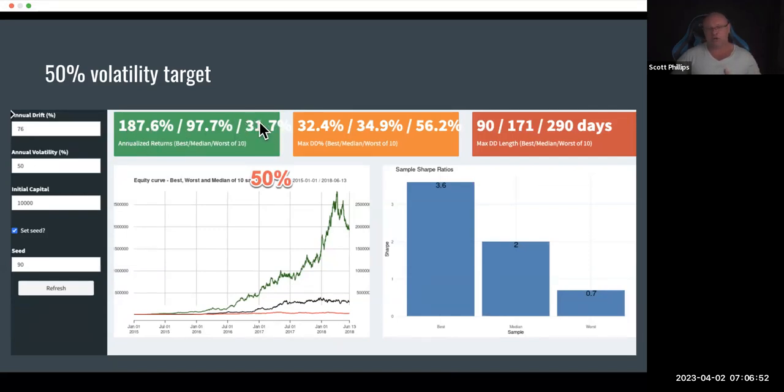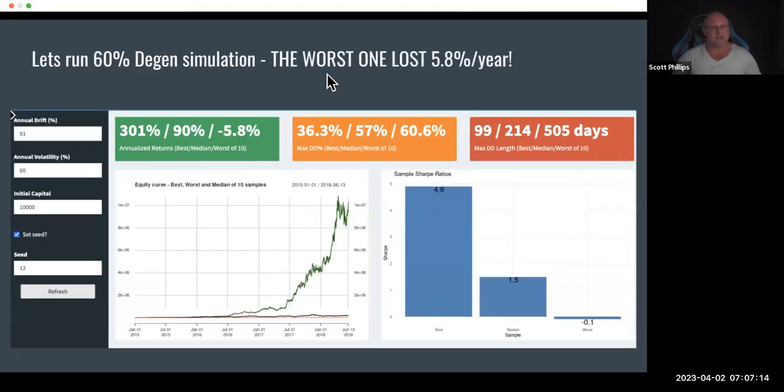Our worst result, 31%. I can live with that over 10 years. It's still pretty good. It's still a 13x return over 10 years. And our Sharpe ratios range from 0.7, which is acceptable but hard to live with, to 3.6, so good you won't see it in the real world.